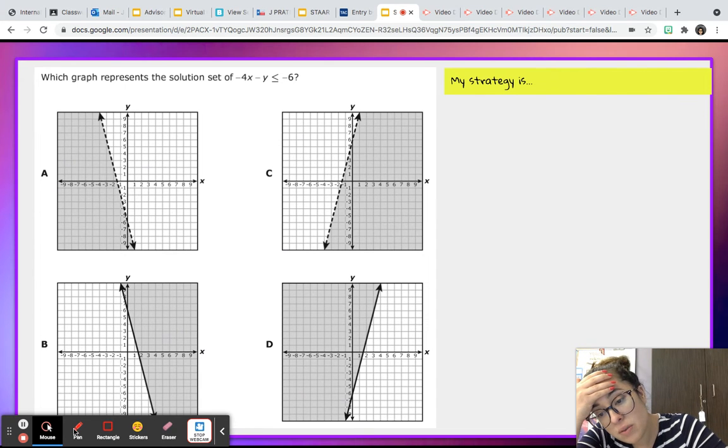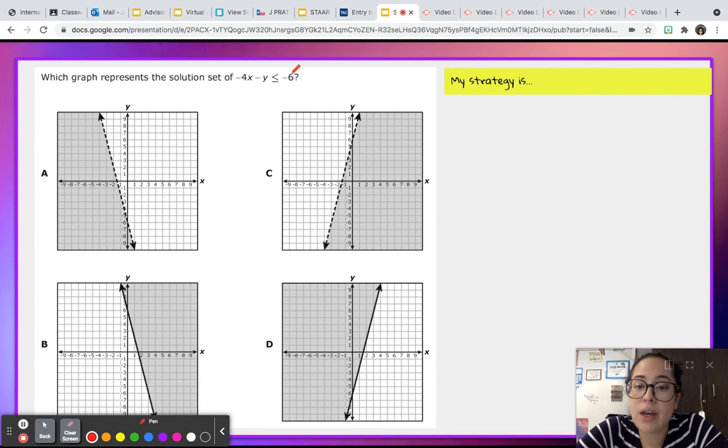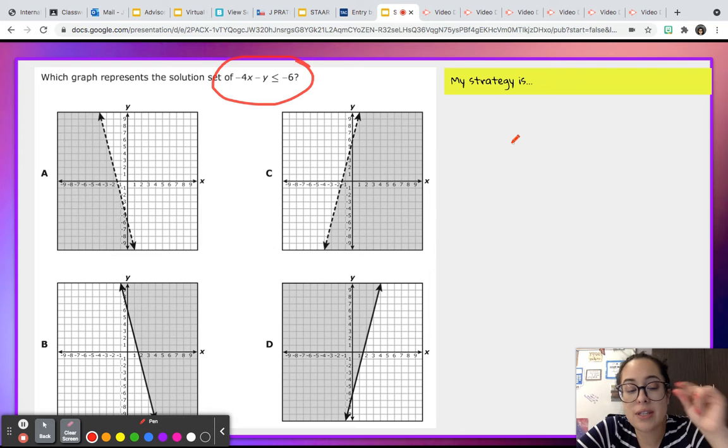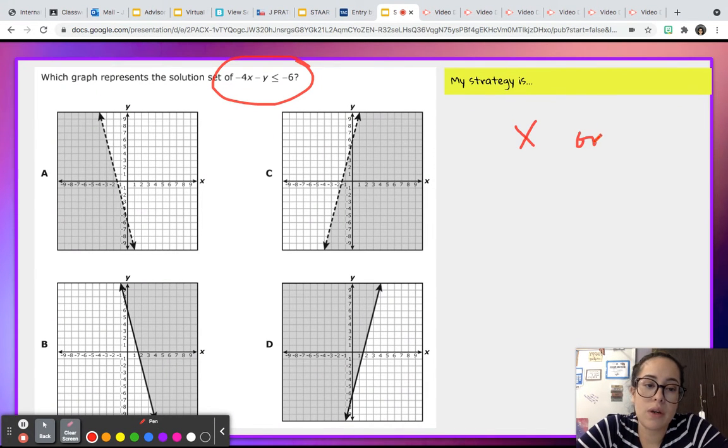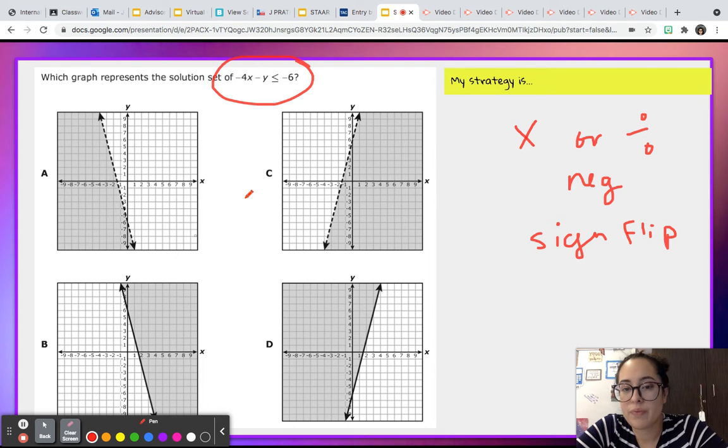So how do I do that? First of all, guys, I'm sorry, there's no way around it. You have to isolate y in this case. Now, there are certain little things I want you to remember. When you multiply or divide by a negative, the sign will flip. The original inequality sign will flip.